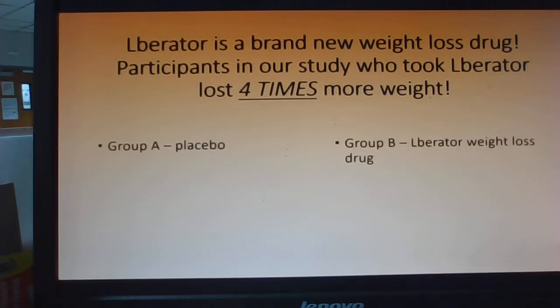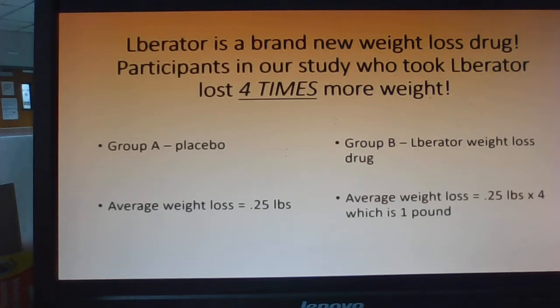So we've got 2 groups. One group is given a placebo. They're given a drug that is not the actual medication. It's just something that they don't know is not the actual medication. And group B gets the actual Liberator weight loss drug. Well, then, if group A had an average weight loss of 1/4 pound, then group B can lose 4 times more weight, and all they lose is 1 pound.